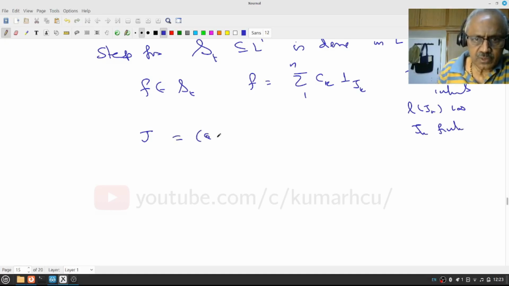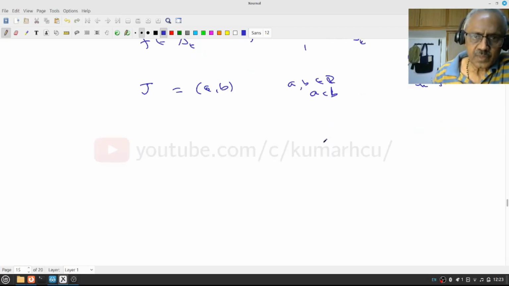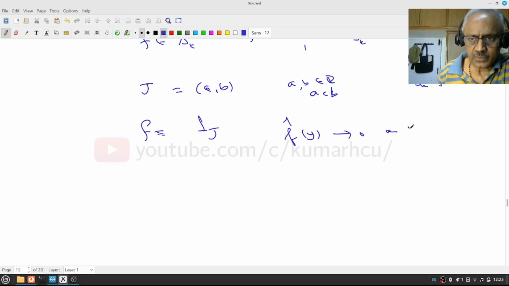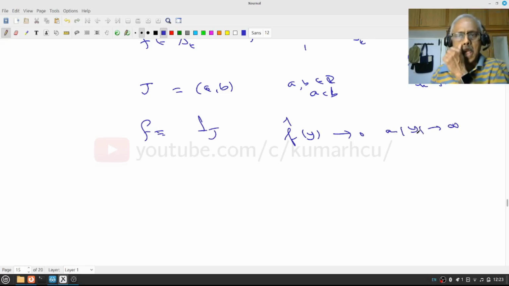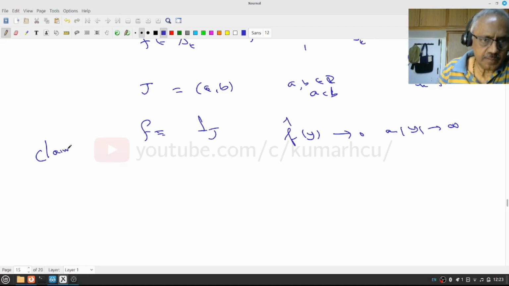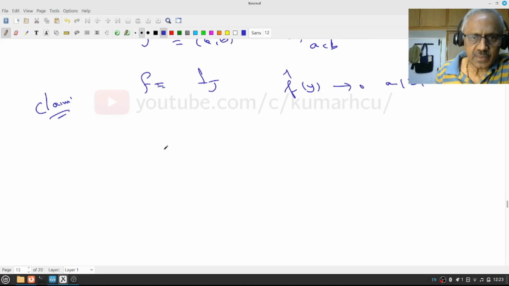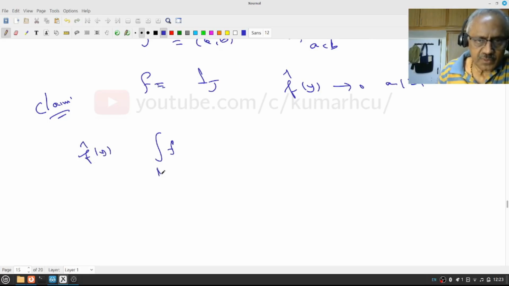So let us take J to be an open or closed finite interval (a, b) of R, of course a is less than b. Let f equal the indicator function of J. So I will prove that f hat of y goes to 0 as mod y goes to infinity. Okay, let us prove this. This is very easy. Why? Because if I look at f hat of y, this is the integral over R of f of x e to the power minus iyx dx.